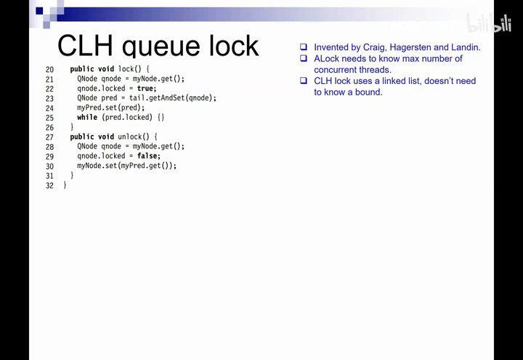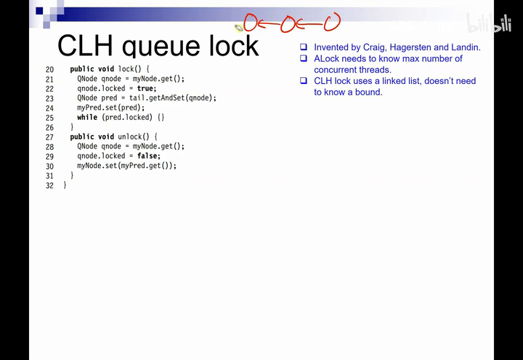Okay, so next we're going to look at the CLH algorithm. This is named after three guys, Craig, Haggerston, and Landon. This is not going to require a bound on the number of processes. It's again going to be a queue-lock algorithm. So again, we're going to be building a queue, but we're going to build a queue in a different way.